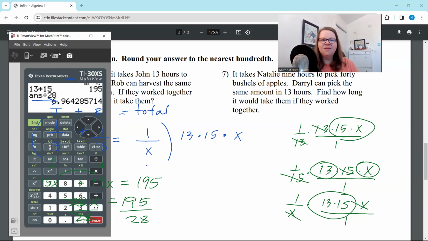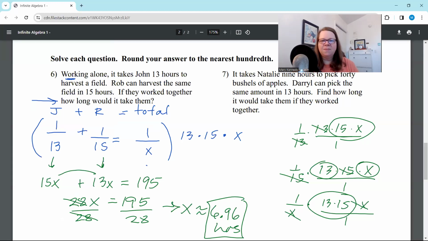So I know that I should have gotten a decimal. So this is, X is about 6.96 hours. Now let's think about whether that makes sense. If it takes them 13 hours individually or 15 hours individually, if they work together, that should cut the time down. So it should be less than 13 for sure. And 6.96, that is our answer.